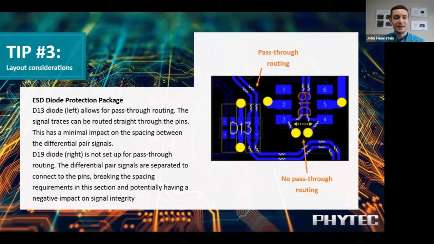Alternatively, on the right, you see D19. That's not set up for pass-through routing. It's just kind of a standard package. The differential pair signals are separated to connect to the pins, and this breaks the spacing requirements for the differential pair. That could potentially have a negative impact on your signal integrity.